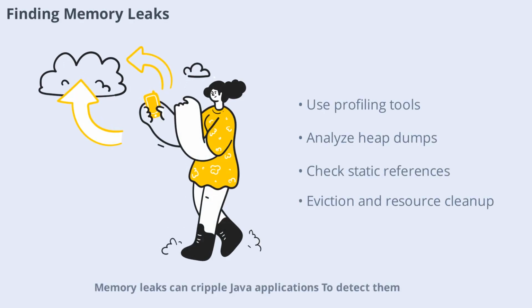Memory leaks can cripple Java applications. To detect them, use tools like VisualVM, JProfiler, YourKit, or Eclipse MAT. Take a heap dump and analyze the retained size to identify problematic objects. Common culprits include static references, caches without eviction, and unclosed resources. By systematically checking these areas, you can pinpoint and resolve memory leaks, ensuring your application remains stable and efficient.